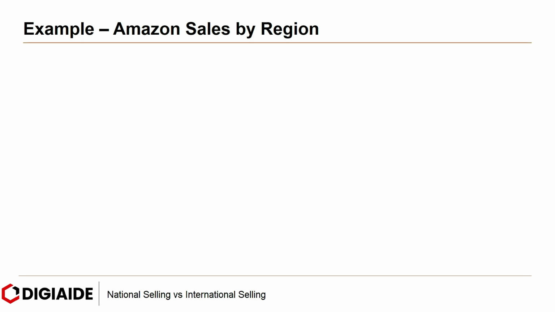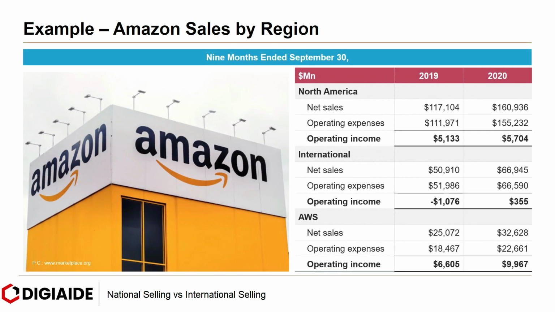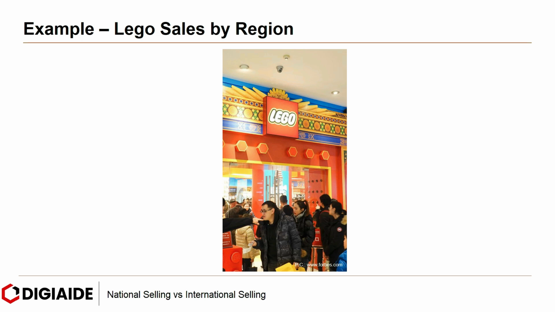Moving on to Amazon. Amazon's North America net sales witnessed a growth from $117 billion to $160 billion in 2020. Likewise, in the international market as well, net sales increased from $50.9 billion to $66.9 billion in 2020. As far as Amazon Web Services are concerned, net sales increased from $25.0 billion to $32.6 billion in 2020, thus witnessing a rise in every segment.